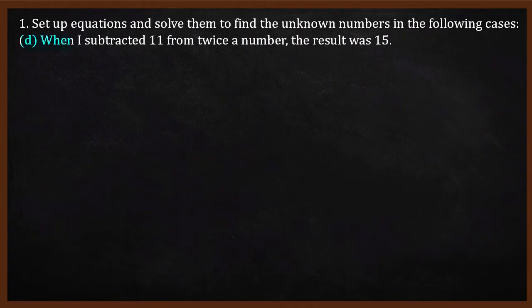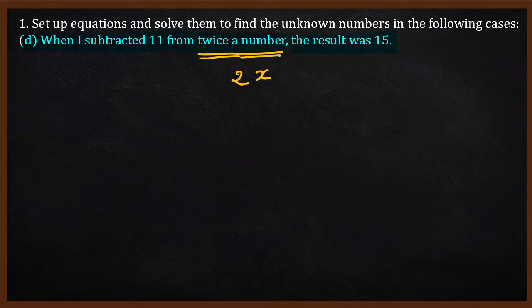The fourth one says, when I subtracted 11 from twice a number, this is interesting, there's a twice a number here, the result is 15. All right, let's start. Where is a number? There's a number. So that's x for you. Twice a number. What is twice a number? It is 2 times x.